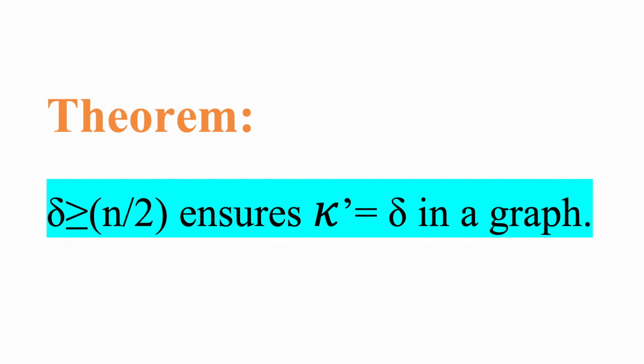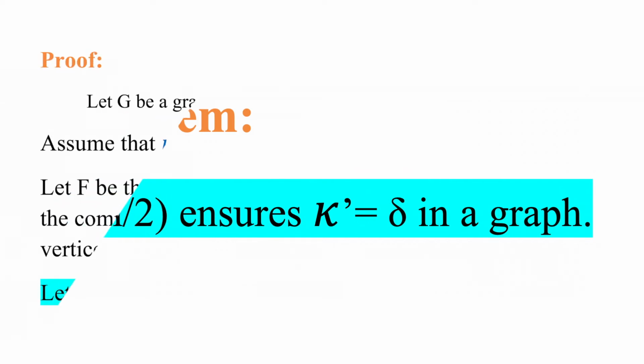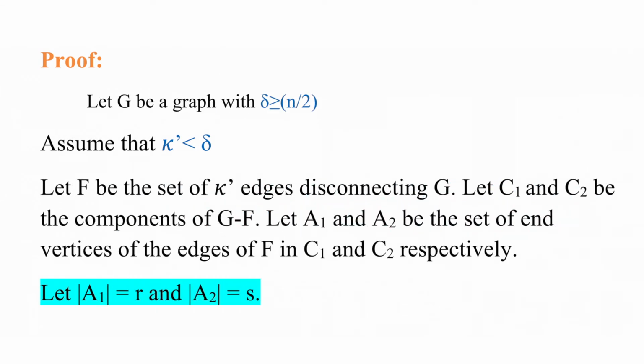Let us see a theorem now. If minimum degree delta is greater than or equal to n by 2, that ensures kappa dash is equal to delta in a graph G. We shall see the proof now. Let G be a graph with minimum degree greater than or equal to n by 2.